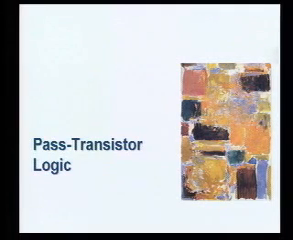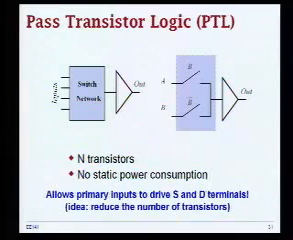So now let's remove that restriction and ask, what happens if we can have primary inputs not only driving our gate signals, but also connect primary inputs to the source and drain, and in that way provide functionality. That's the idea behind pass transistor logic. It allows primary inputs to drive source and drain terminals, and the idea is again to reduce the number of transistors.